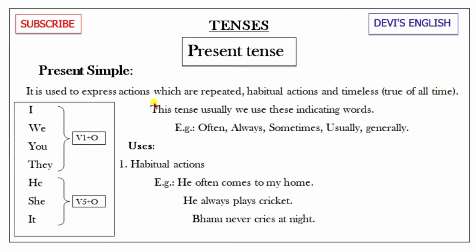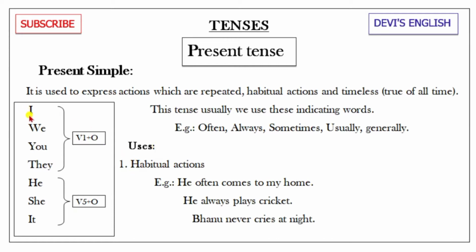In this tense we usually use these indicating words. So whenever you find blanks in any competitive exams, with these keywords you can easily identify: often, always, sometimes, usually, generally. Like these keywords are useful for you to find that it is in simple present tense.